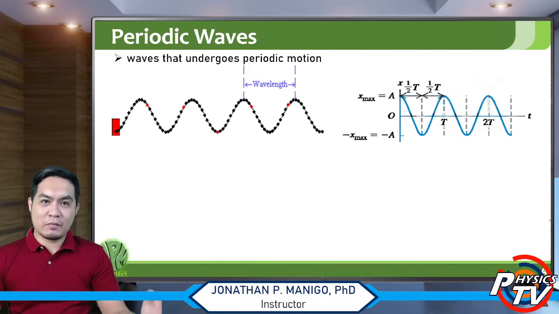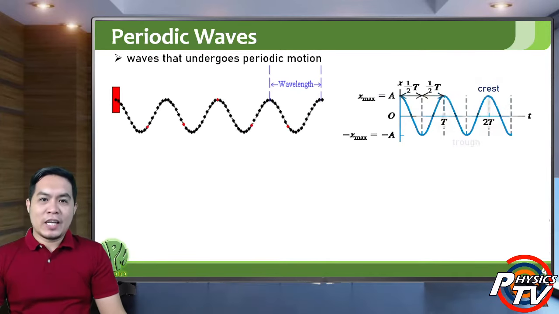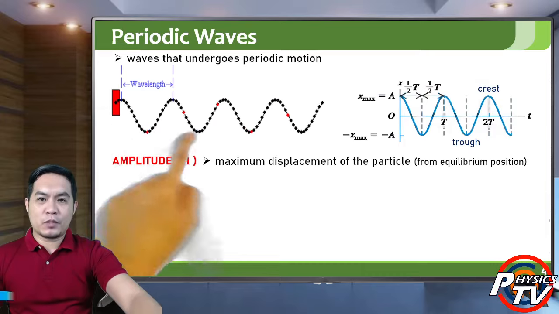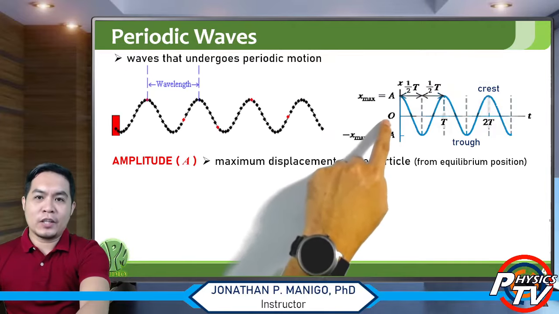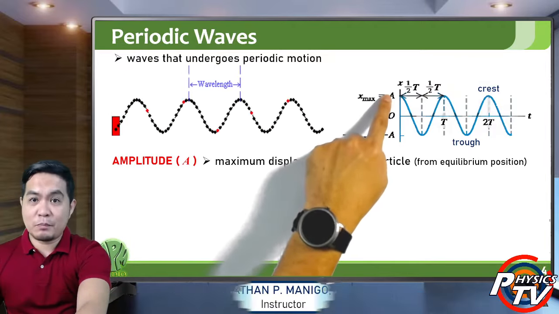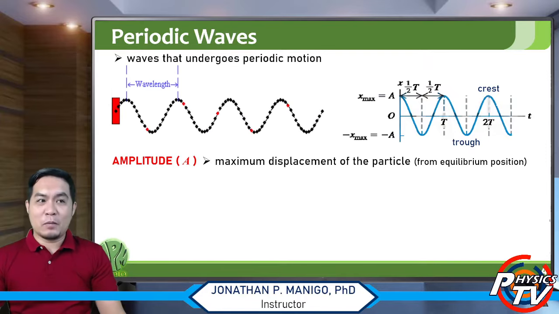That maximum and minimum displacement is associated with the property of the wave called the amplitude, denoted by the symbol A. It denotes the maximum displacement of the particle from the equilibrium position. In this case, from the equilibrium position, which is 0, it goes to a maximum position, A, and to a minimum position, negative A. And A is what we call the amplitude, the maximum displacement from the equilibrium position.